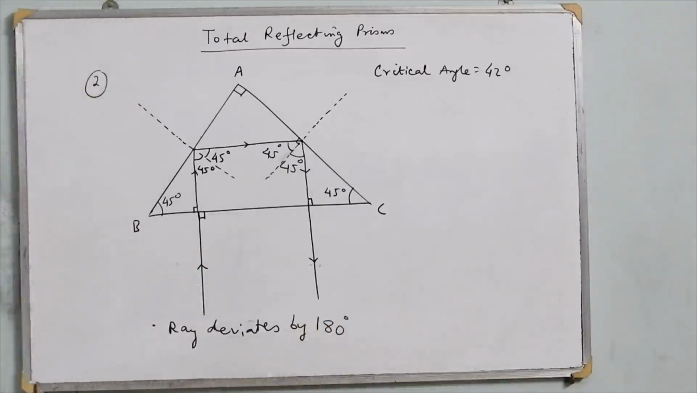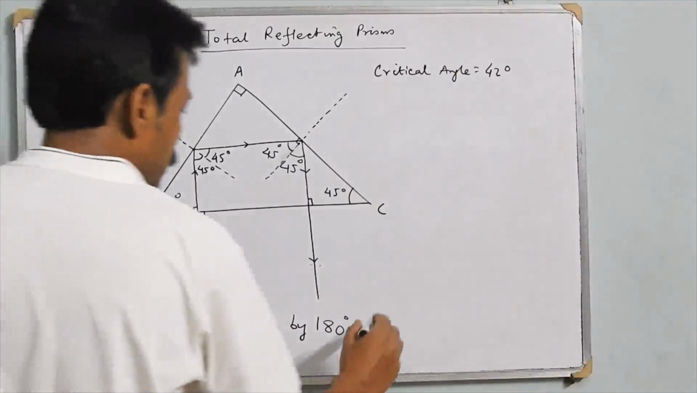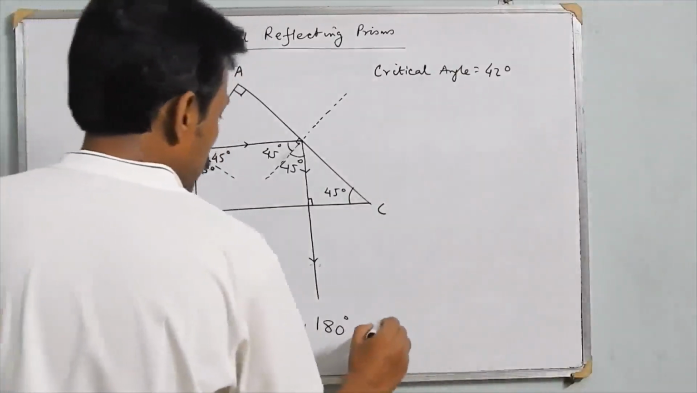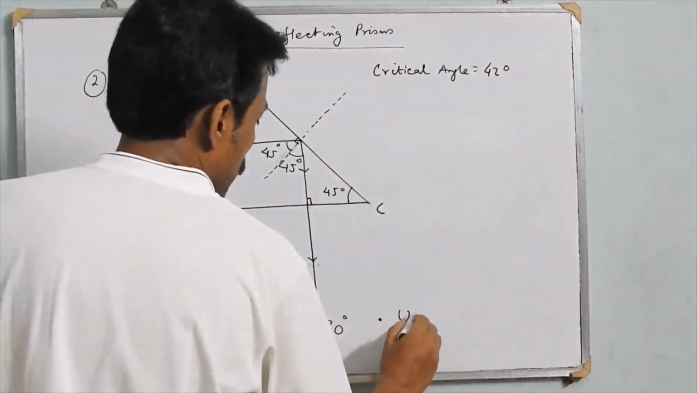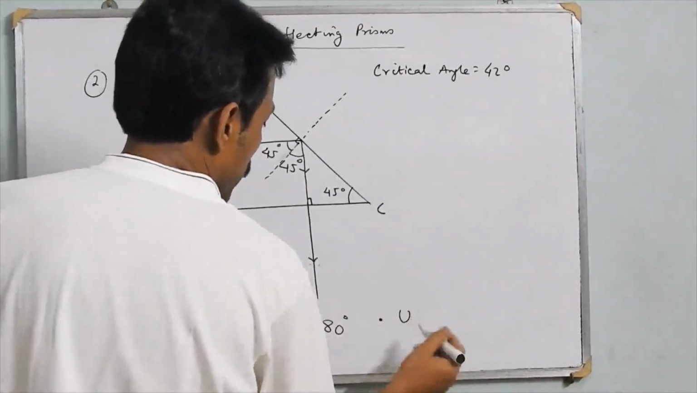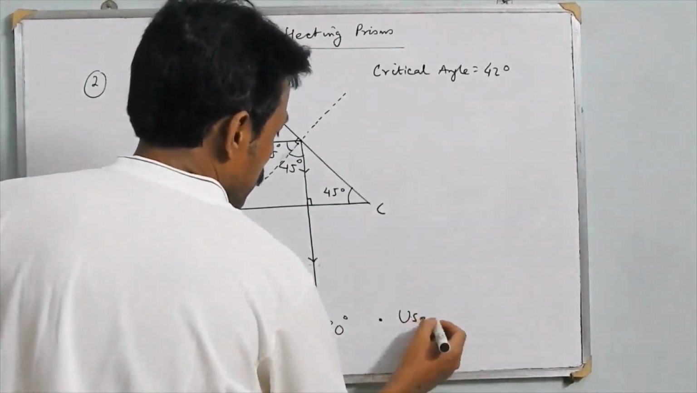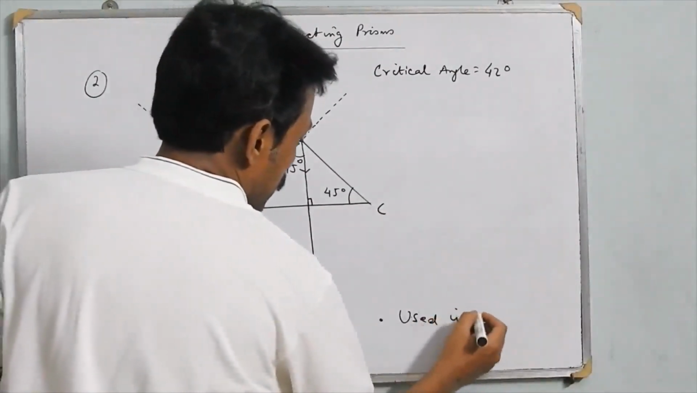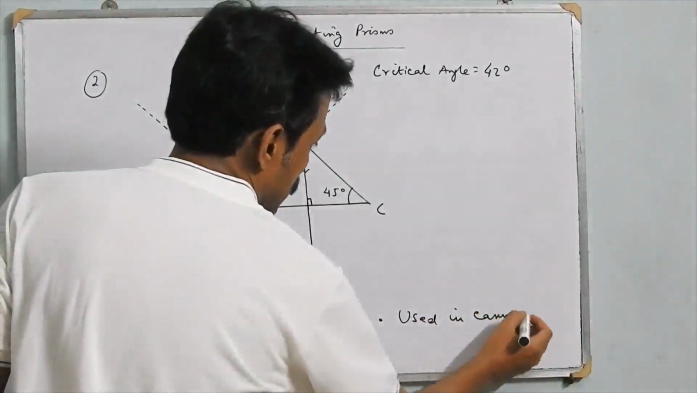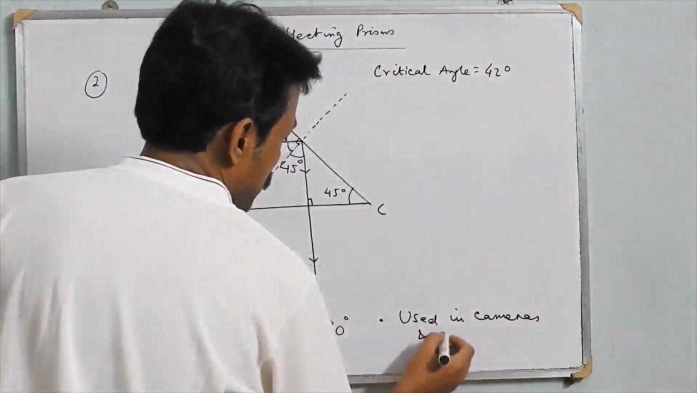And this type of prism is used in some cameras and binoculars. And those binoculars are called prism binoculars. Used in cameras and prism binoculars.